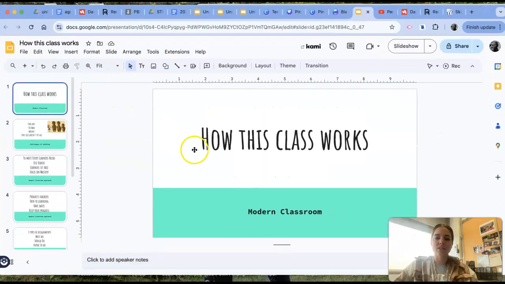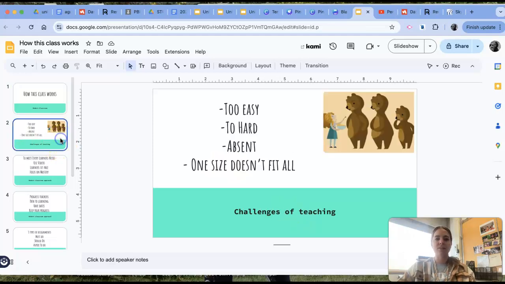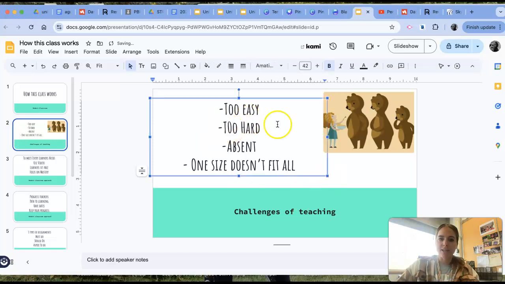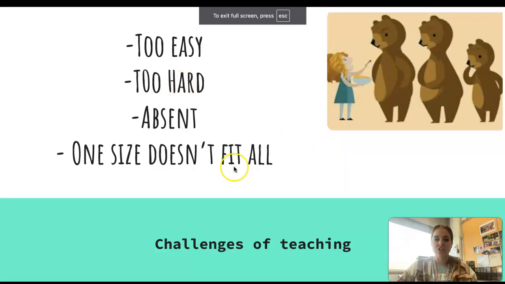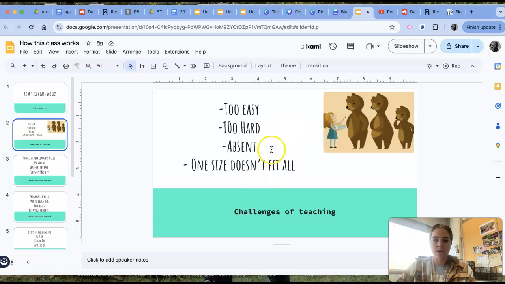All right, so how this class is going to work, we're going to use a modern classroom approach. You may have heard of this before or used some aspects of it in other classes. But really, there are challenges to teaching and learning that exist pretty much anywhere you go. Oftentimes, some students find that things are too easy. Sometimes students are finding things too challenging. Sometimes the one size doesn't fit all students.